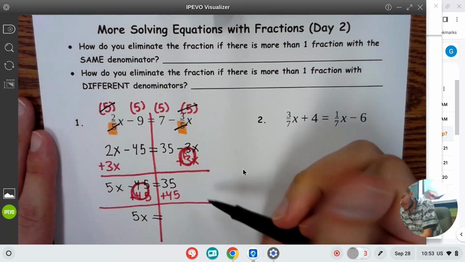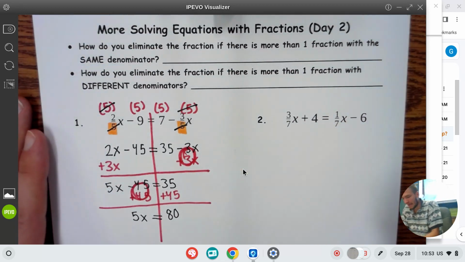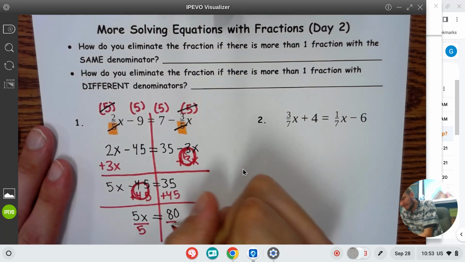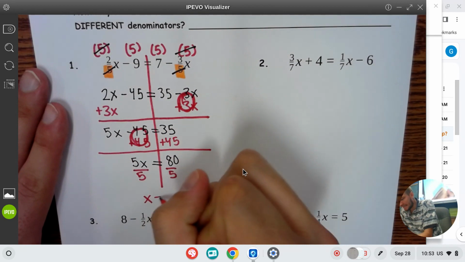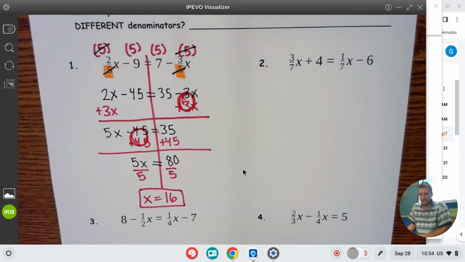5x equals 35 plus 45? 80. Finish every question with divide. Divide by 5. What's the final answer going to be for number 1? X equals 16. Muy fácil.